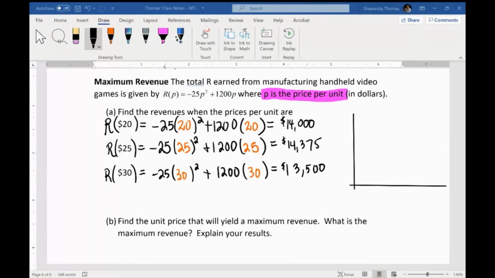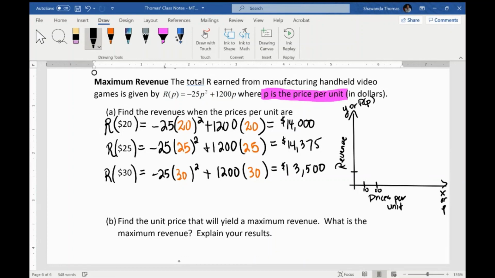All right. So what we're gonna do is attempt to graph a little something over here on the right. We got the y-axis, we got the x-axis, or the p. This is really p, and this is really R of p. So down here is like prices per unit, and this is like revenue. So again, what's the shape of this graph? What's the shape? Quadratic. Quadratic.